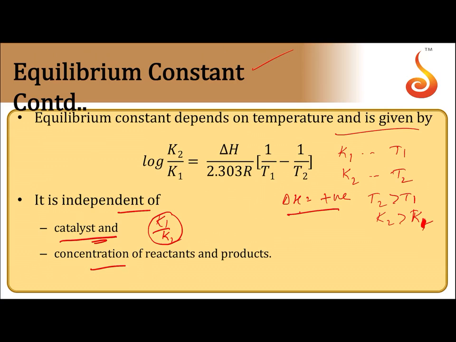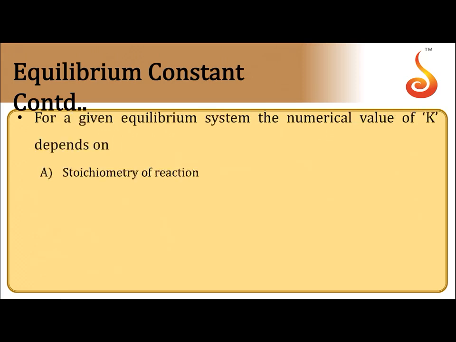Equilibrium constant is also independent of the concentration of reactants and products, because we are defining the equilibrium constant as the ratio K1 by K2, and the reaction rate constants are defined per unit concentration of the reactants, and thereby the value is going to be independent of the reactants and products.